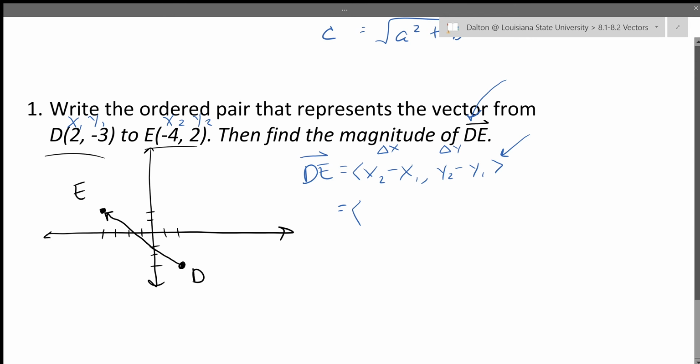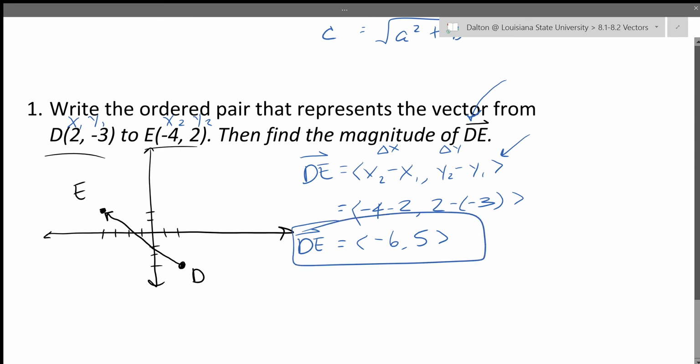So then when we plug in those numbers, x2 minus x1 will be -4 minus 2, and then y2 minus y1 will be 2 minus -3. And then we just got to simplify these. So -4 minus 2 will be -6. 2 minus -3 changes to plus 3, which is 5. So then we can say the vector DE can be written as the ordered pair -6, 5.